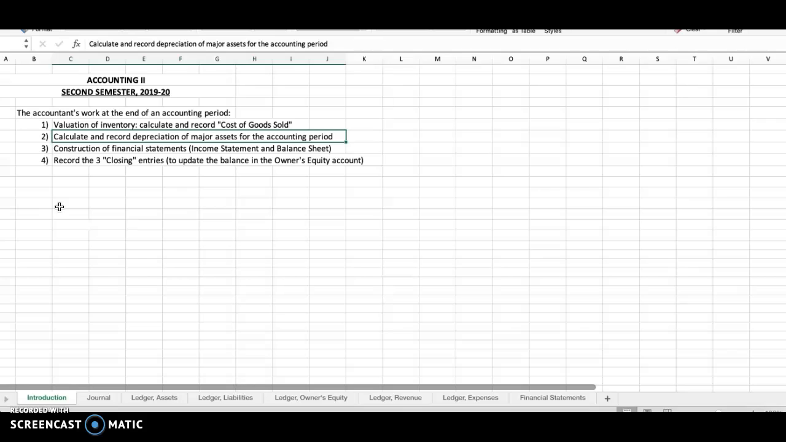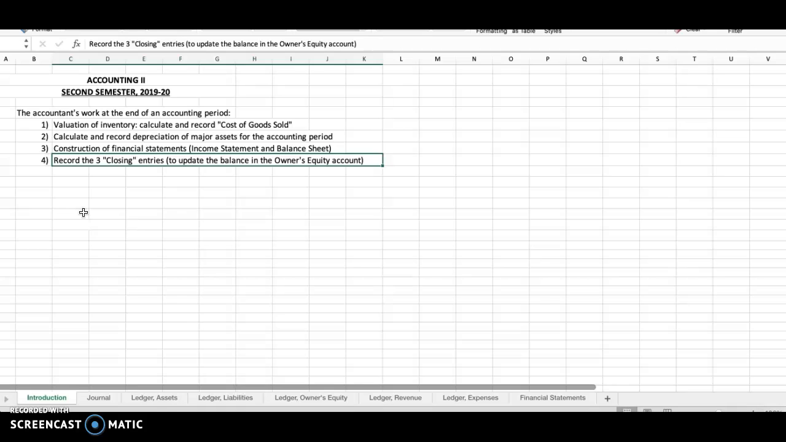We did a lot of that. Topic 8, we just finished, talked about depreciation of major assets. These were things that last a long time, are expensive, and decline in value. We talked about how businesses handle those assets. And then we constructed financial statements, income statement, and balance sheet. There are other financial statements, but we are centering on those 2. Then, number 4 is what topic 9 will get into. The last step is to record the 3 closing entries. There are 3 of them to update the balance in the owner's equity account. And we will talk about that in topic 9 and with this example today.